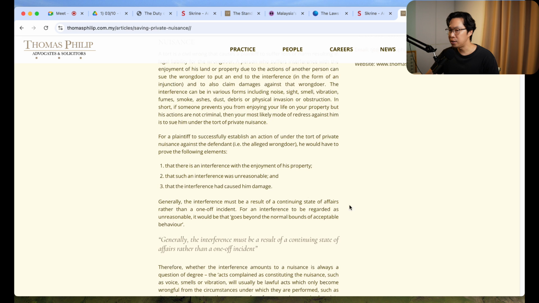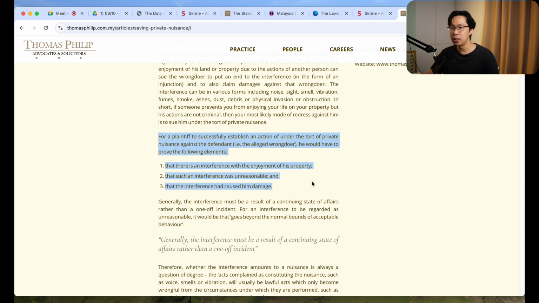Now, just now I said you need to know about breach of duty and standard of care. That is more to do with the principles of negligence under motor vehicle, vicarious liability, medical negligence. But if it's under nuisance, it's slightly different. These are the factors you need: that there is an interference with enjoyment, that the interference was unreasonable, and that the interference caused damage.